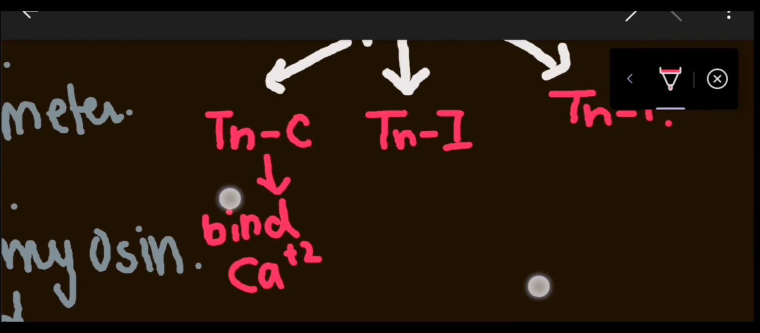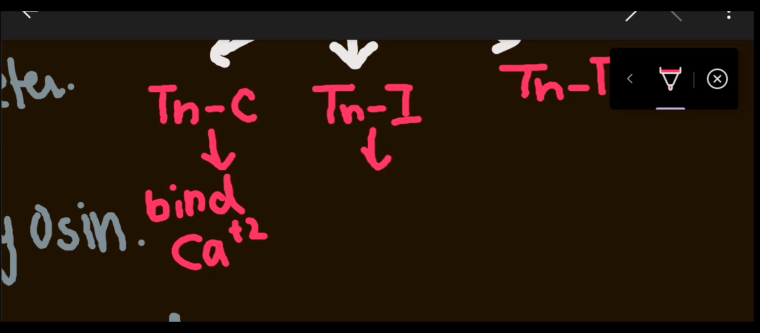Troponin I inhibits the actin-myosin interaction. When myosin attaches to actin, afterwards it should also be removed. मायोसिन को फिर एक्टिन से रिमूव भी होना होता है. So troponin I is the protein which inhibits the actin-myosin attraction. एक्टिन और मायोसिन की अट्रैक्शन को इनहिबिट करता है.